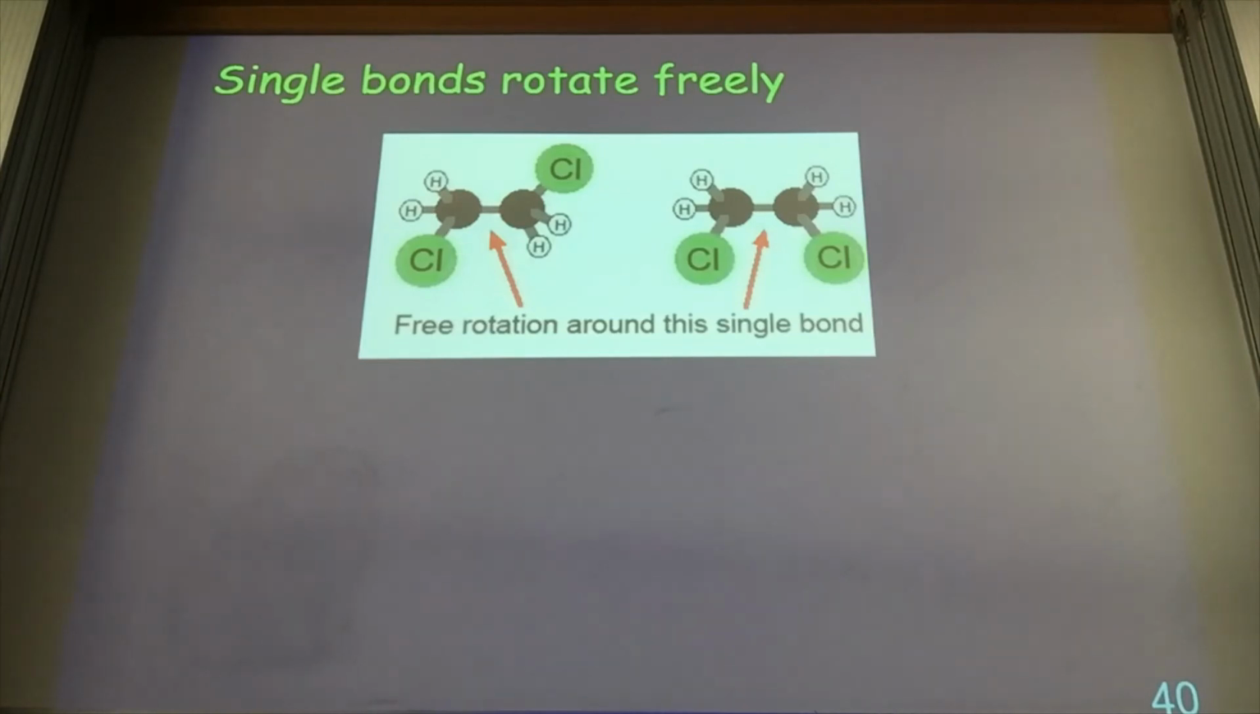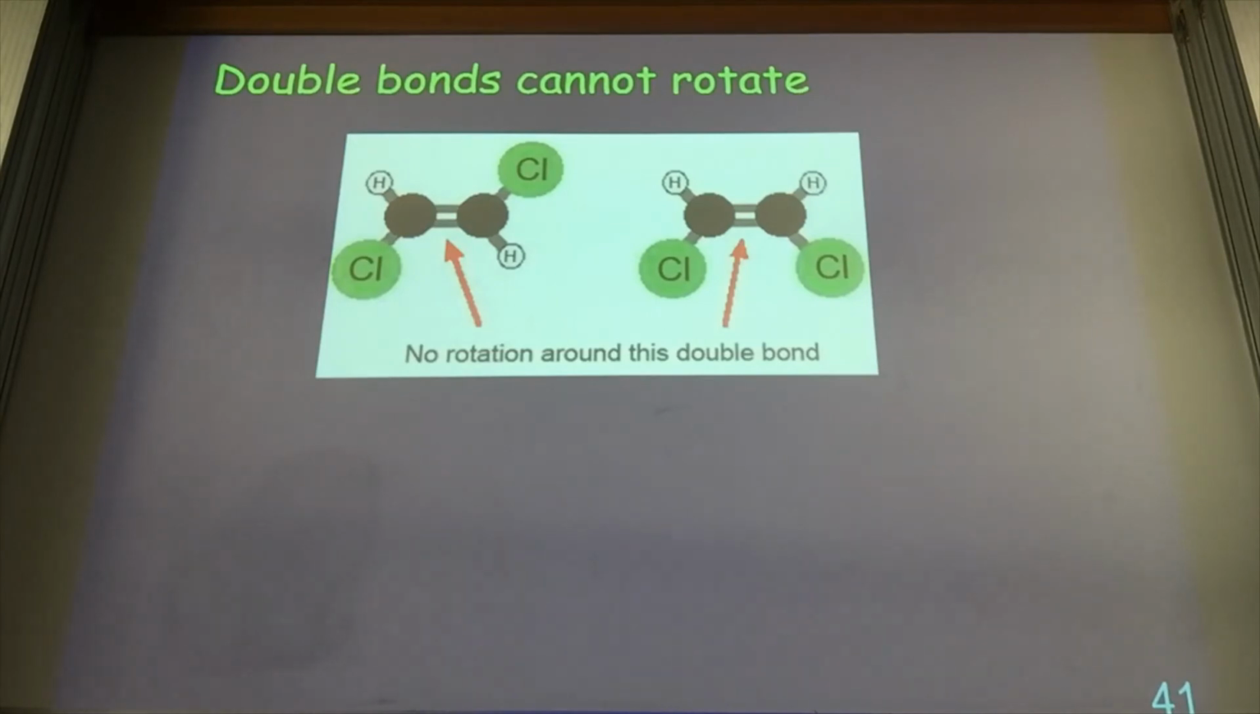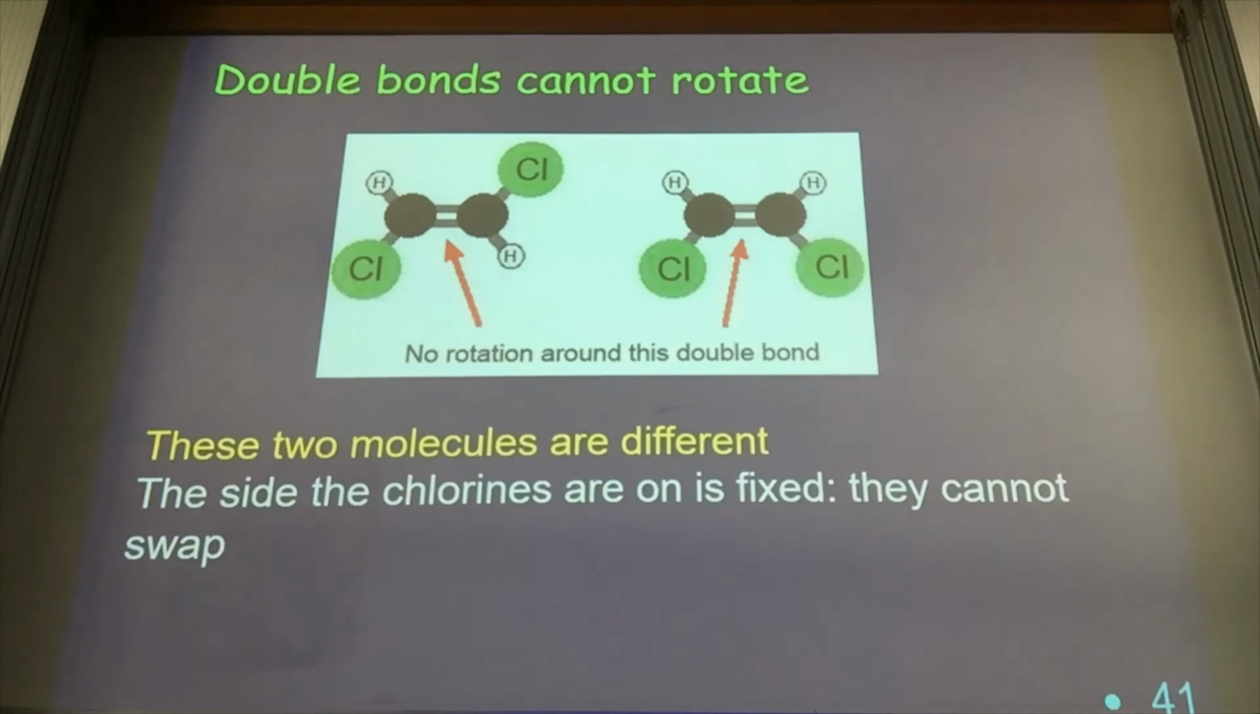Now, if you've got a single bond between carbons, the carbons can rotate freely. So the chlorines can point away from each other, they can be on the same side, it just depends on what else is going on. They can freely change between those two arrangements. However, once you get a double bond, they get fixed in place. It takes quite a bit of energy to flip them over. There's no rotation around that double bond, therefore they're two distinct structures.